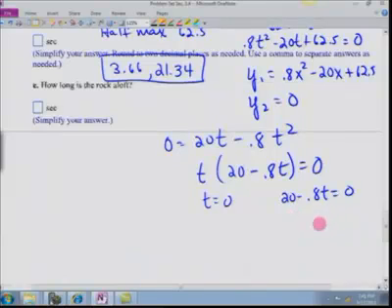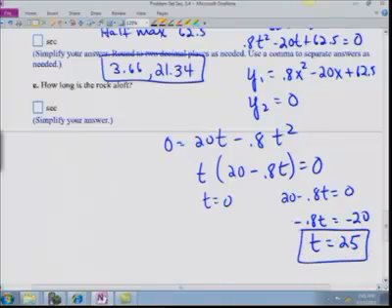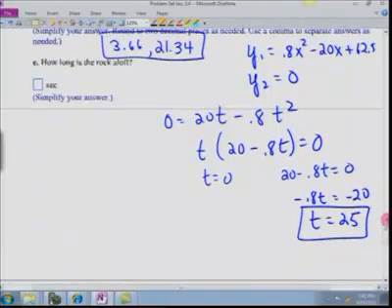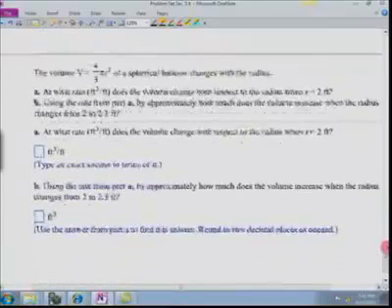So solve that one. What do we get? 25. Okay. Even though there's only 5 problems, these are taking a little bit of time. You got one more. Hang in there. One more. Okay. All right.